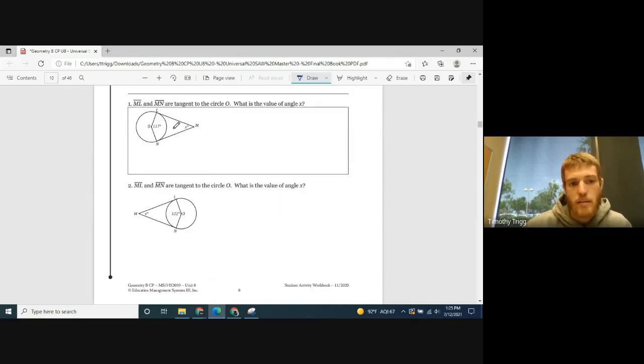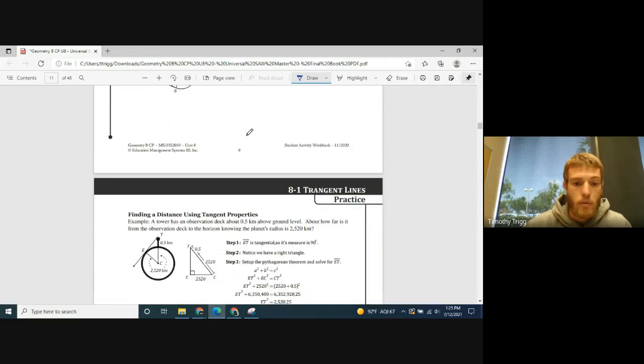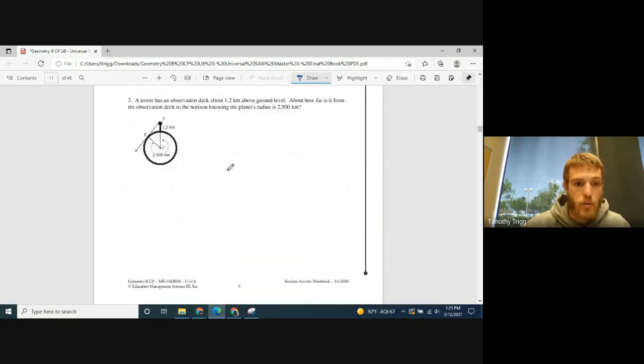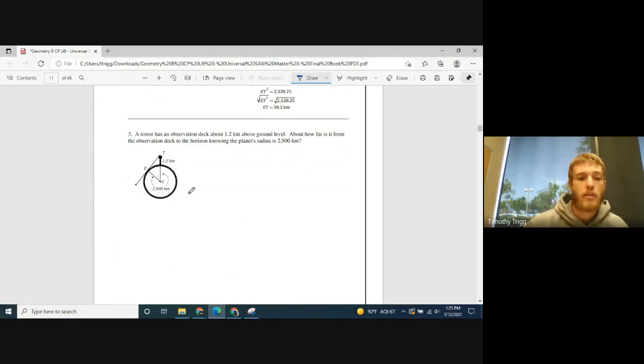With that being said, see if you can do number 1 and number 2 on your own. Again, these two angles should add up to 180. These two angles should add up to 180. Once you're done with that, let's move on to this page right here, page 9, and we'll talk about how to do this problem here.